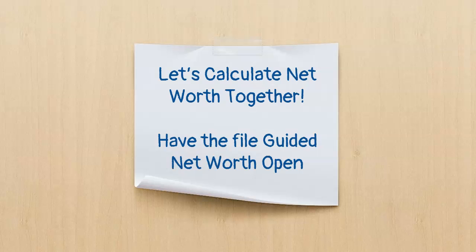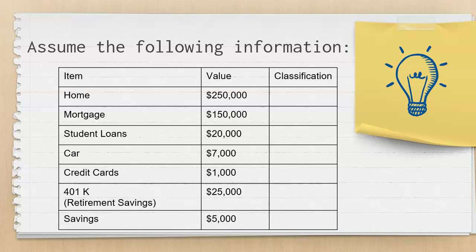So let's take a few minutes and calculate net worth together. In order to complete this, you're going to have the file Guided Net Worth open. So what we see here is some information. We're going to assume that we have these items and their values. In order to get started, we need to classify them as an asset or a liability. So what we're going to do is, reading across the table, we are going to fill in the classification column if it's an asset or a liability.